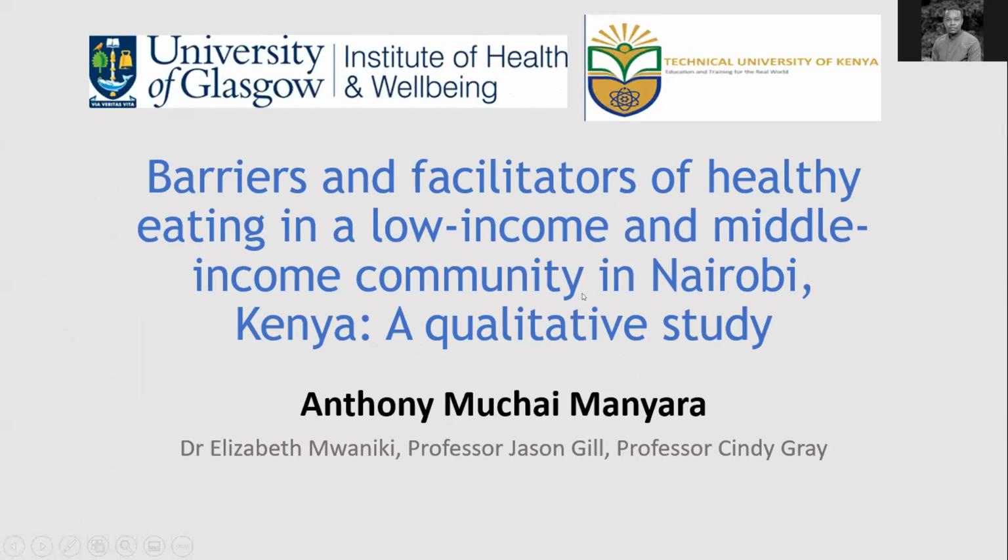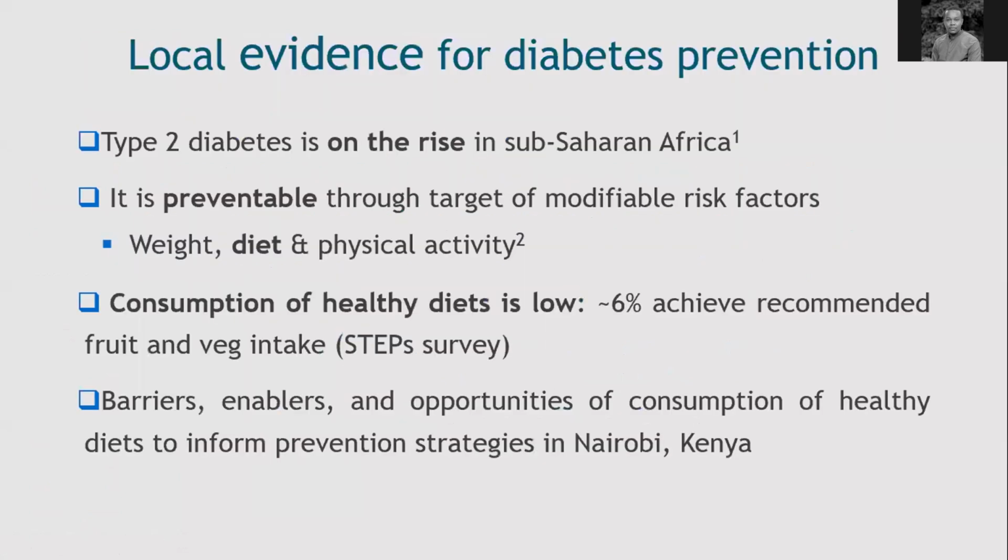So my name is Anthony Manyara. I'm a PhD student at the University of Glasgow, and also I'm affiliated with the Technical University of Kenya. So I'll be presenting on the barriers and facilitators of healthy eating in a low and middle income community in Nairobi, which is a qualitative study.